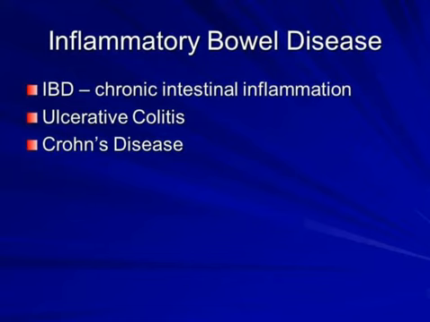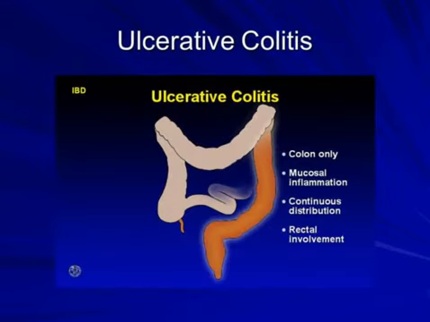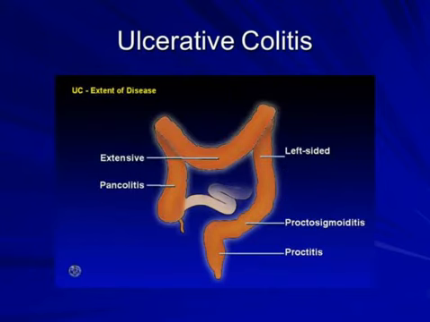So as you all know, IBD is characterized by chronic intestinal inflammation. It primarily includes two diseases, ulcerative colitis and Crohn's disease. Ulcerative colitis is primarily limited to the colonic mucosa. It usually will start in the rectum and extend proximally in a continuous distribution. The proximal extent can vary from person to person. When it's limited to the rectum, it's called proctitis. But as I said, it can actually extend to any point in the colon. When it involves the whole colon, we call it pancolitis.